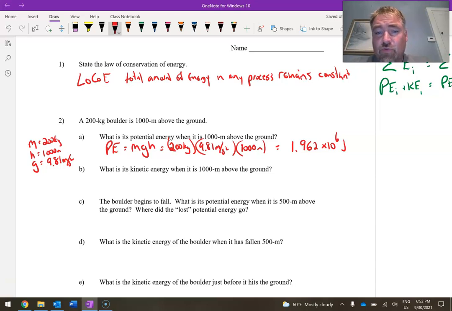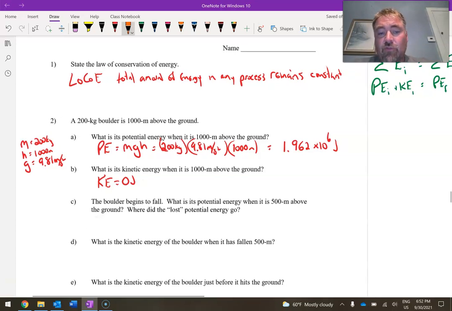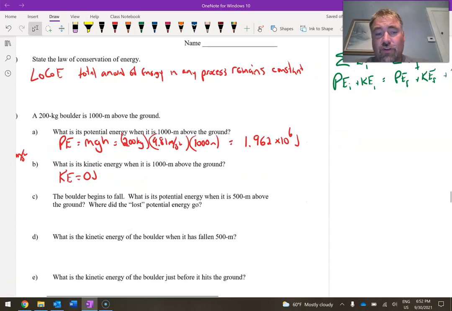Now, what's kinetic energy when it's 1,000 meters above the ground? It doesn't say that it's moving, so we can say that its kinetic energy is going to be 0 joules, and that's because it doesn't have any velocity at that point in time. If it had a velocity, then we could find it by using 1/2 mv squared. Now, the boulder begins to fall. What is its potential energy when it's 500 meters above the ground, and where did that lost potential energy go?